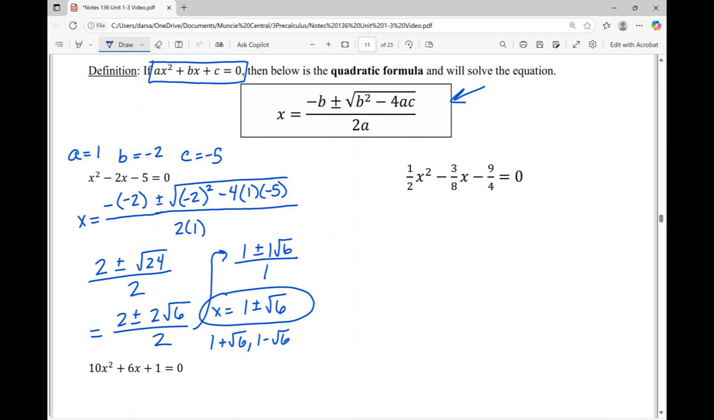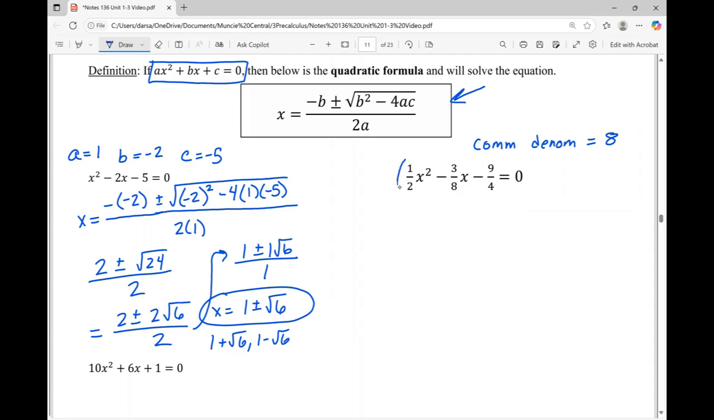You're going to think to yourself, all right, 1/2, 3/8, and 9/4. What would the common denominator be here? What is the common denominator of those three fractions? Well, it would be 8. Like if we were adding those fractions together, the common denominator will be 8. And this is called clearing fractions using the common denominator.